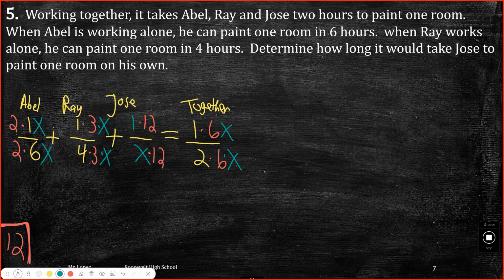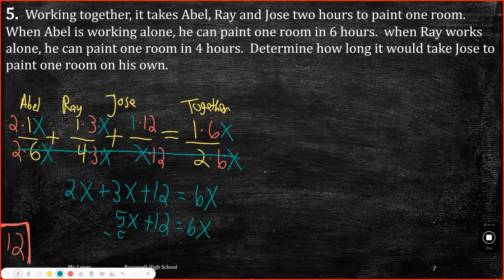So what are we going to do? Because it's an equation, I'm going to do this. 2 times 1 is 2, 2x. 3 times 1 is 3, 3x. 12 times 1 is 12 equals 6x. 2x and 3x is 5x plus 12 equal to 6x minus 5x, and x equals what? 12 what?